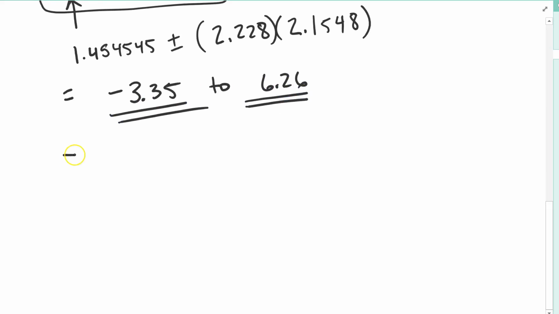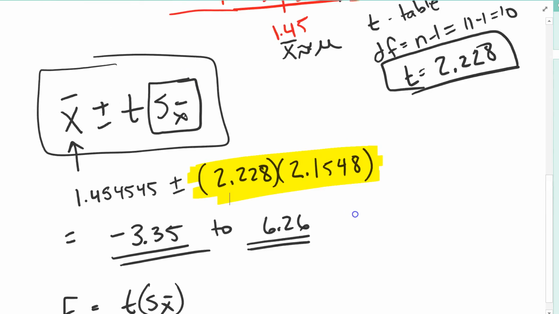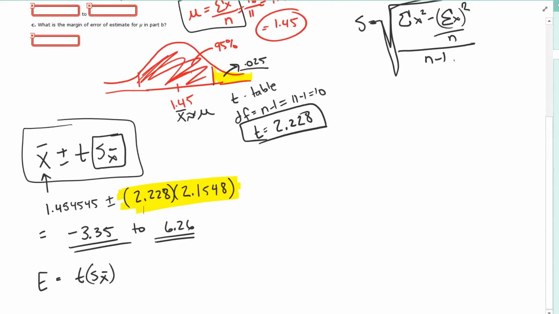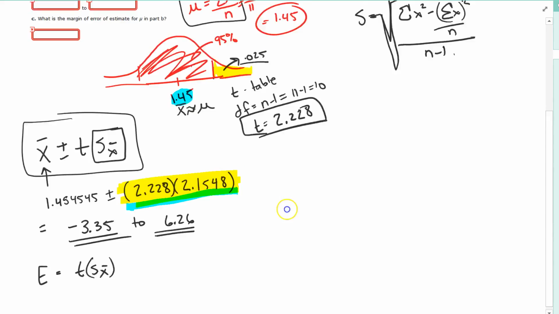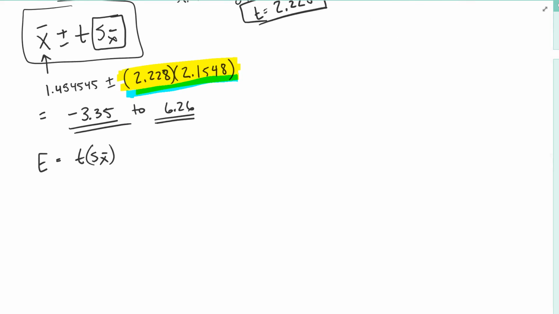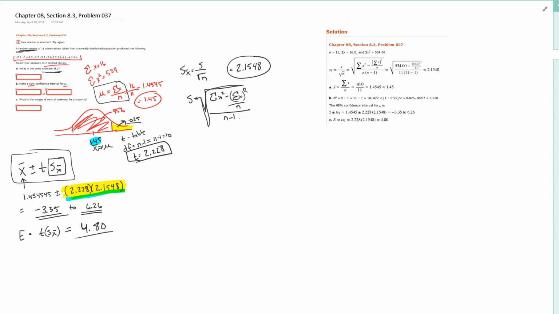And then the error for part C is going to be just t times s bar. So this part right here, again, is the error. We're looking at some point around the mean, and we want to be plus or minus this error for a confidence interval, or the margin of error. In this case, multiplying these numbers, we get 4.80. So it is the mean plus or minus 4.80.